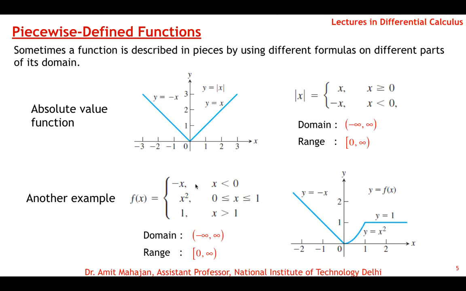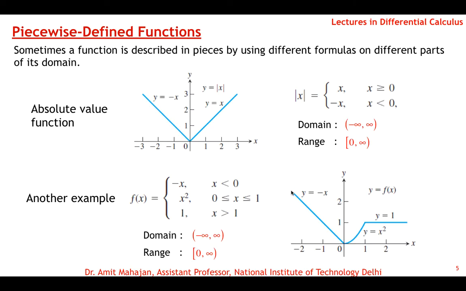For each piece there is a restricted domain. The total domain of the function is where this whole function is defined. So it is defined for all x less than 0, so minus infinity to 0, then 0 to 1, then 1 to infinity. So the domain becomes minus infinity to infinity. And for each x value we get how many y values? When x is less than 0, this is a positive number, when x is between 0 and 1, this is also positive, and for x greater than 1, this is already 1. So the range is 0 to infinity.